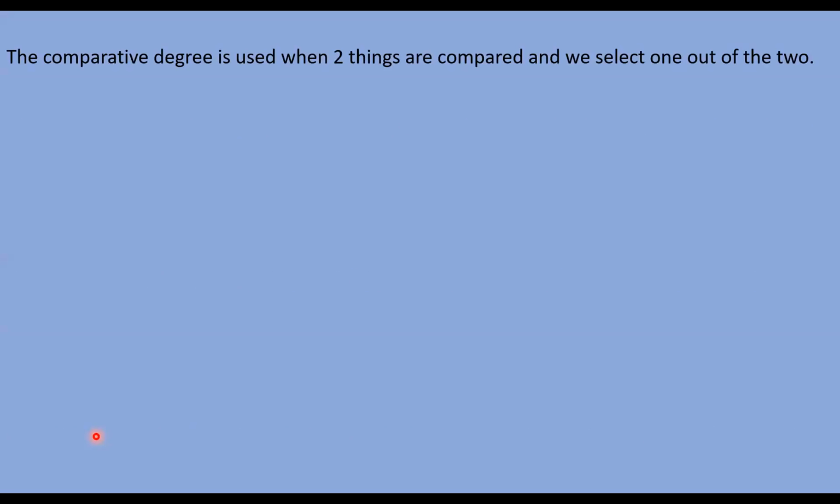Now let's understand how to use comparative degree. The comparative degree is used when two things are compared and we select one out of two. So dear students, we can use comparative degree whenever we compare two things, and we select one out of the two things. In that case, we should use comparative degree.